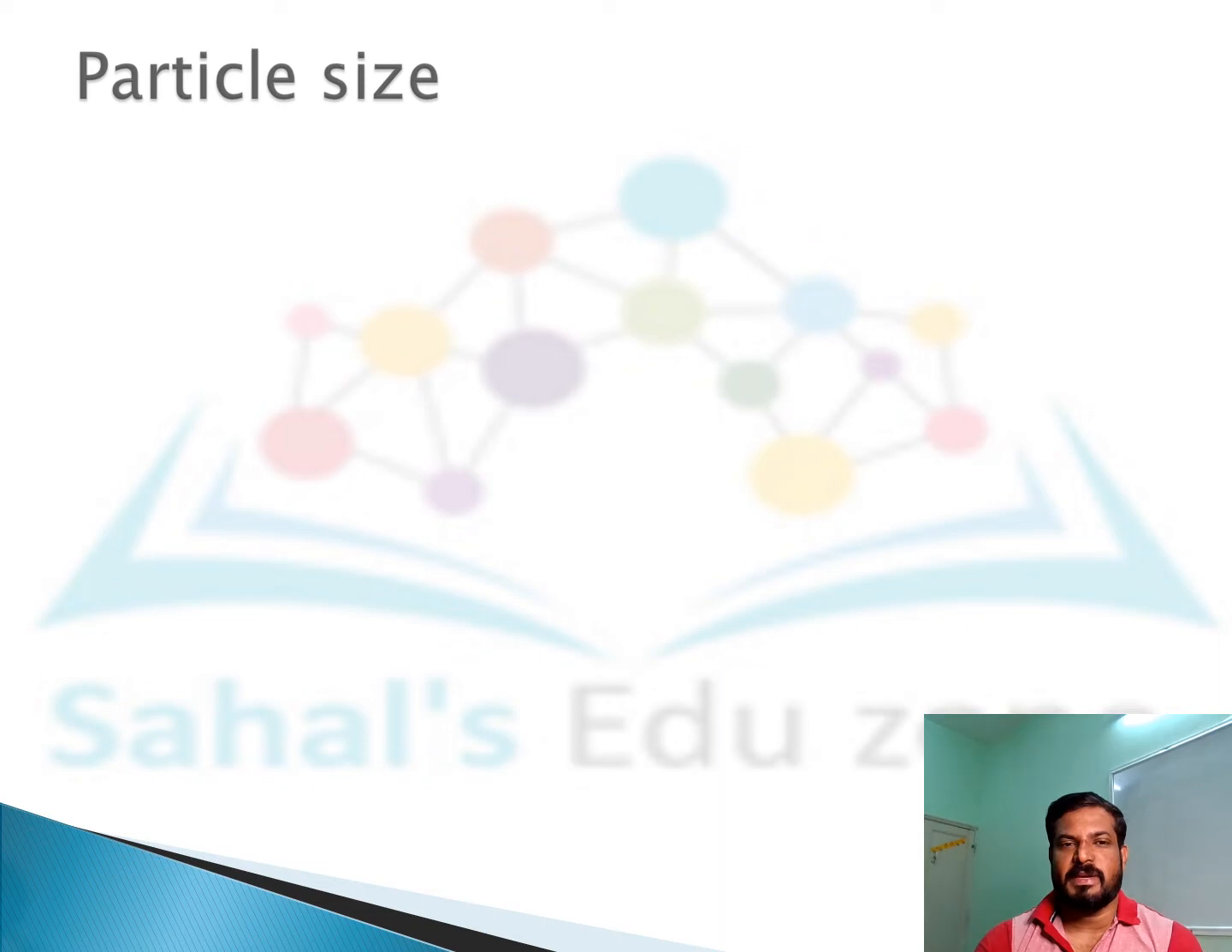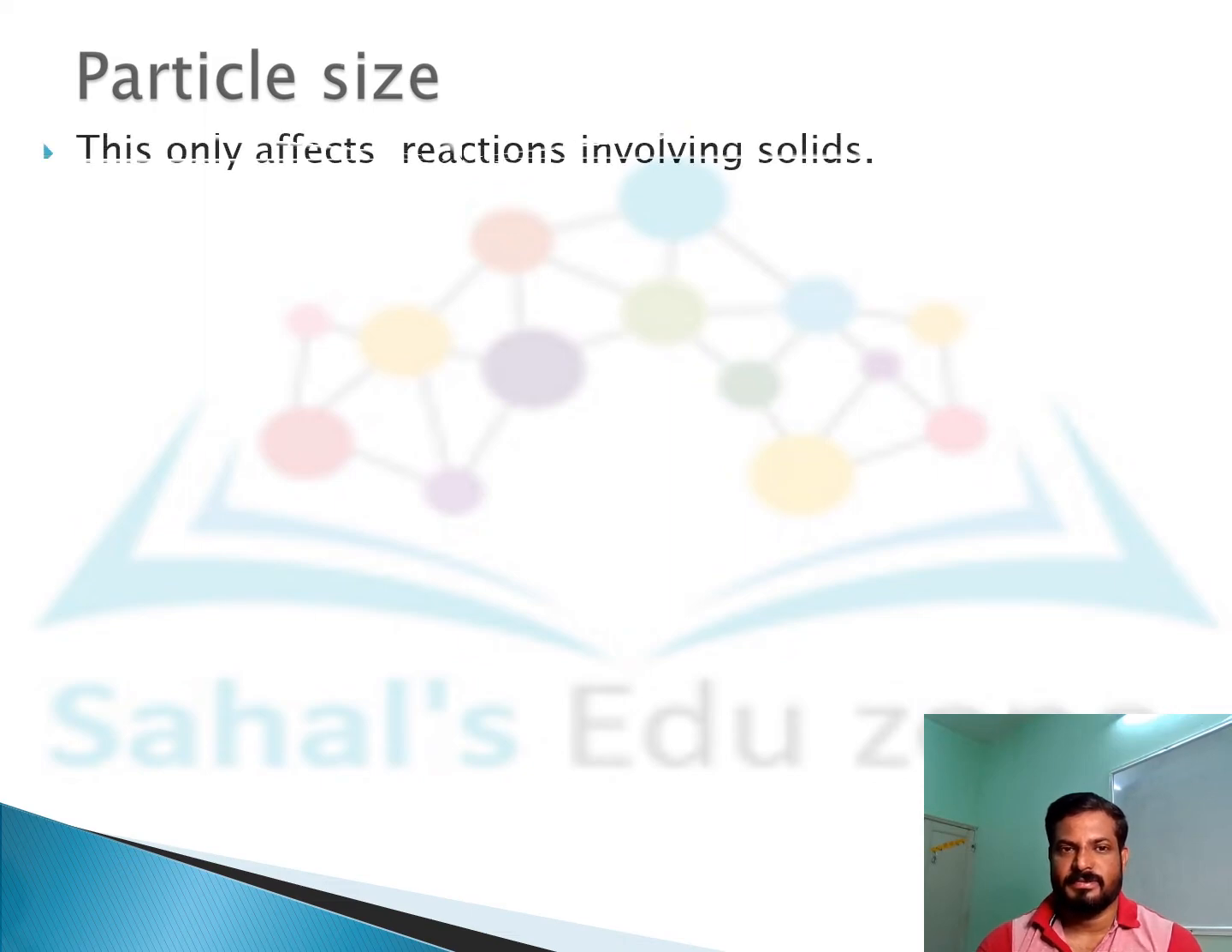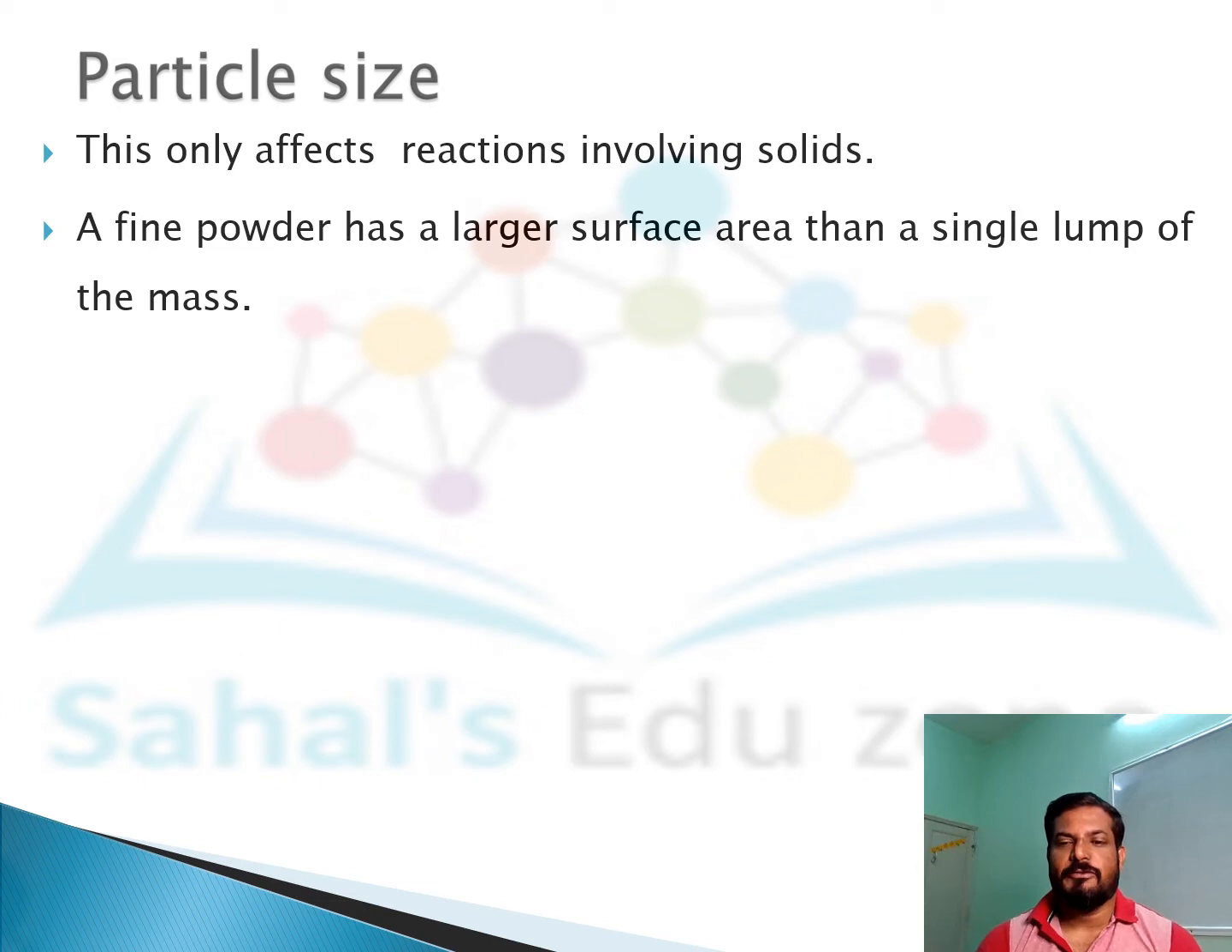Now, the factors that affect the rate of reaction: particle size, concentration, temperature, catalyst, and pressure. First of all, we will discuss particle size. This only affects reactions involving solids. A fine powder has a larger surface area than a single lump of the same mass. That means if particle size decreases, the rate of reaction increases.